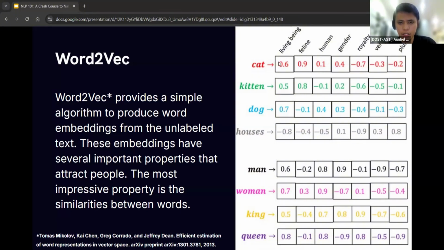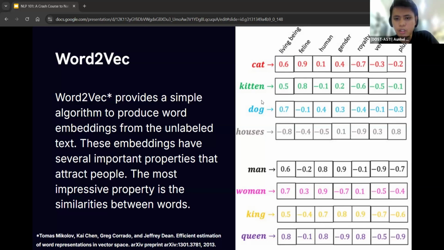These features are automatically extracted using neural networks. So we represent a cat. Let's say these are the categories that we're using: living being, feline, human, gender, royalty, verb, plural. We can represent the cat as 0.6, 0.91, 0.4, negative 0.7, negative 0.3, and negative 0.2. So that's how we represent it. This is fixed. We can just set the dimensions, and then automatically, through training and learning by the neural networks, it extracts the necessary features from the entirety of the document.